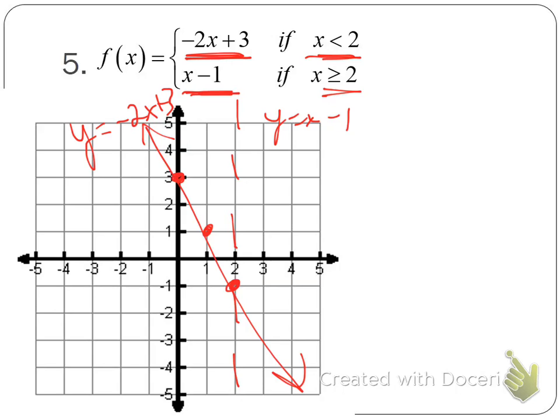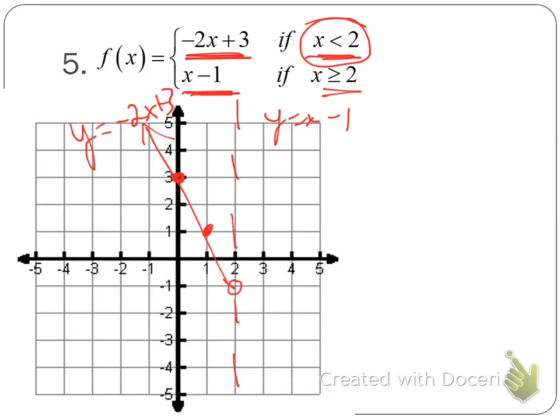Okay? But we only want to use this equation when x is less than 2, when we're on the left part of that dotted line. So we don't need this part of the line. All right, so we're going to erase back to here, and now we take a look, and our inequality up here says that we do not want to include 2 on the x-axis as part of this graph, so we're going to open circle right here. Okay? Now, we're going to graph y equals x minus 1.